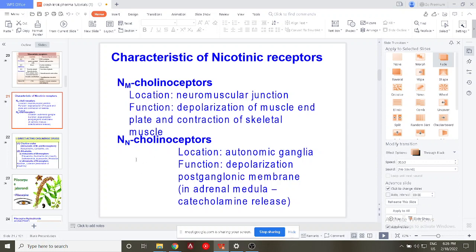The next one is the NN receptor. It's found in the autonomic ganglia. Its function is depolarization of the postganglionic membrane in the adrenal medulla for catecholamine release.